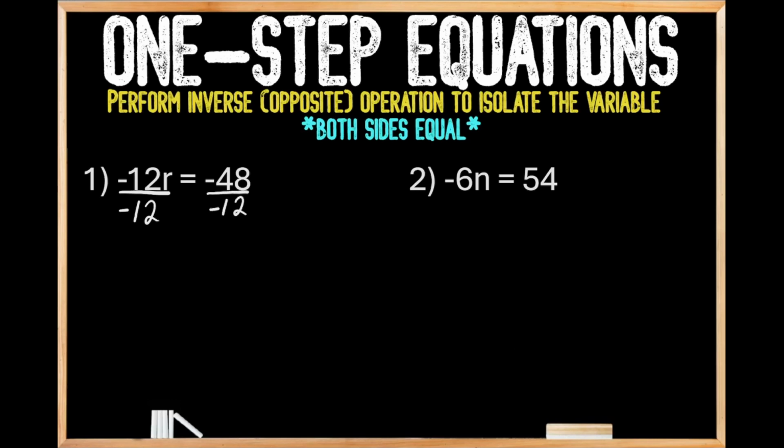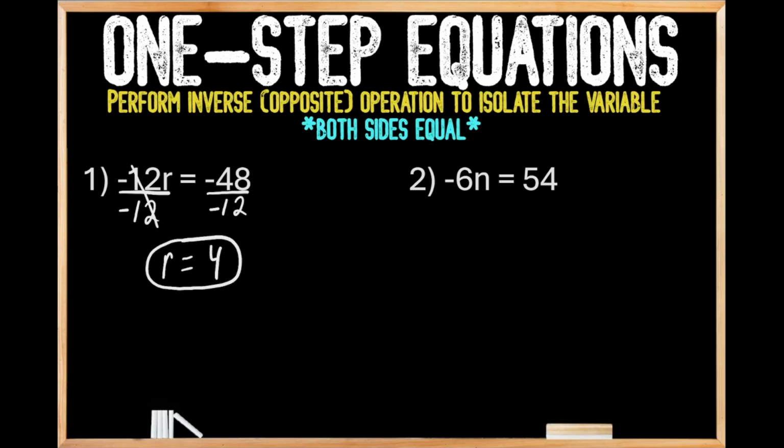So starting out with the left-hand side, our multiplying negative 12 and dividing negative 12 cancel each other out. So now our variable of r is isolated, and then when we divide negative 48 by negative 12, since we're dividing a negative by a negative, we're going to get a positive quotient. So when we divide negative 48 by negative 12, we get 4, so r is equal to 4.